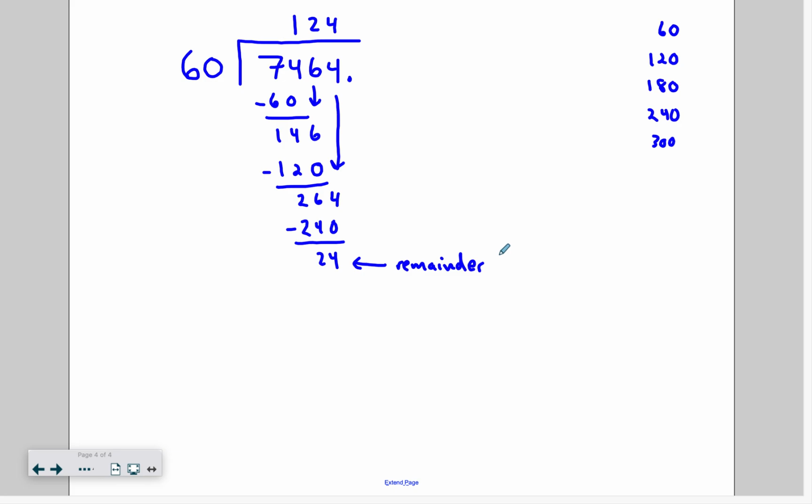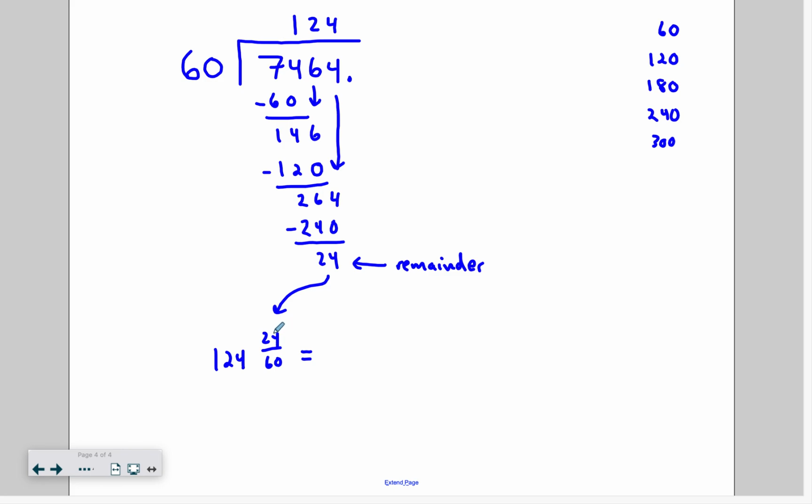How many times could I subtract 60 from 7,464? 124 times, but I couldn't get the 125th time because I couldn't take away 60 from 24, from an elementary school standpoint. So what this means is this 24 is actually part of a mixed number. It's the numerator of a mixed number. My answer, my quotient, is 124 and 24 over 60. That 24 goes in the numerator of the fraction. The quotient becomes the whole number, and the 60 goes in the denominator of the fraction.